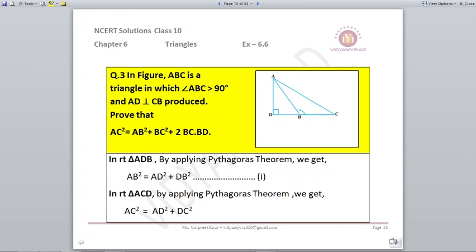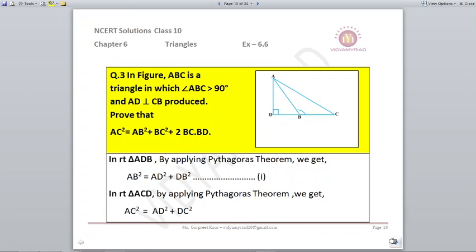Question number 3. In the figure, ABC is a triangle in which angle ABC is greater than 90 degrees and AD is perpendicular to CB produced. Prove that AC square is equal to AB square plus BC square plus twice of BC into BD. Now if you look at the figure, we can see that there are two right angle triangles, ADB and triangle ADC. So let us use the Pythagoras theorem.